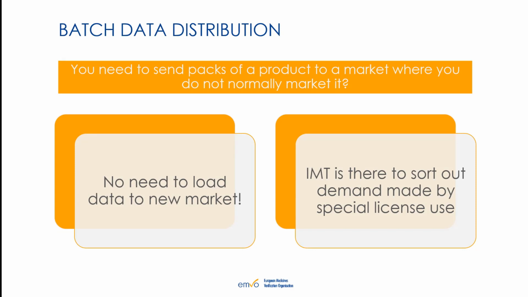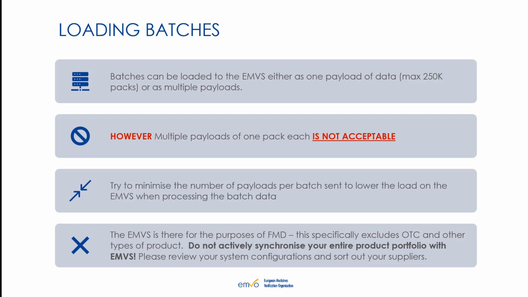Batch data distribution. This is a very similar story to that of centrally authorized products. Essentially, the message here is, if the product is not on sale in a given market, do not load the data to that market. IMT will sort out the special use. When loading your batches, please load the data in sensibly sized payloads, not one pack per payload. Also, please don't load OTCs and the rest of your product portfolio to the system. And whilst that might raise a laugh, yes, it has been done, and by more than one OBP.